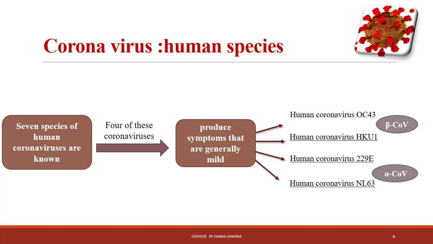Seven species of human coronavirus are known now. Four of these coronaviruses produce symptoms that are generally mild. For example, human coronavirus OC43, human coronavirus HKU1, these are beta CoV, and human coronavirus 229E, human coronavirus NL63, these are alpha CoV.